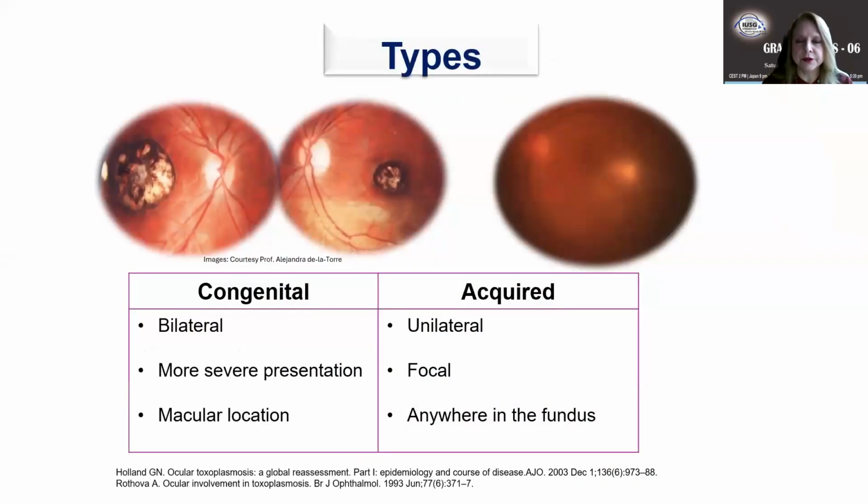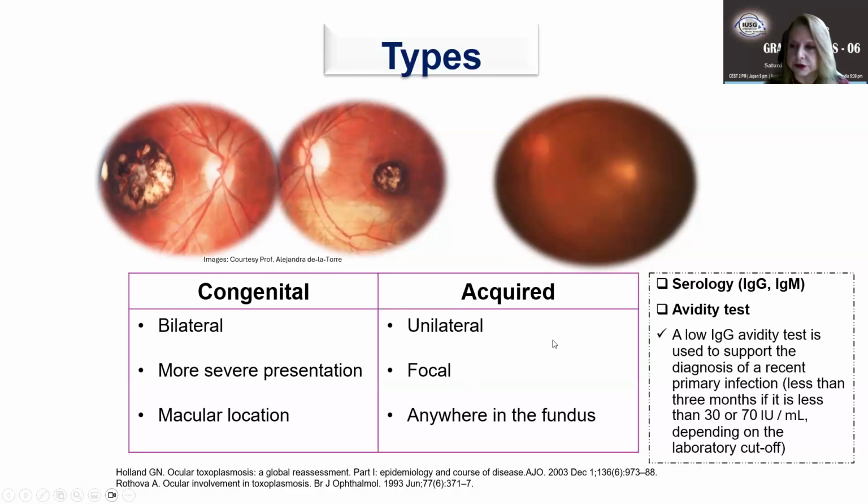Regarding the types of ocular toxoplasmosis, it can be congenital or acquired. Congenital forms more commonly have bilateral compromise, usually a more severe presentation, and more frequent macular location. Acquired forms are usually more frequently unilateral, unifocal, and they can be anywhere in the fundus.